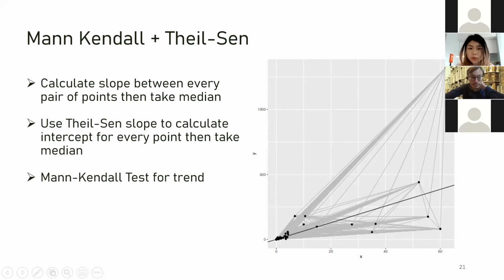Then using the slope that we just calculated, we calculate the intercept for every point, and then we take the median of that to get our Thielsen intercept. And with our slope and intercept, we can produce a trend line, like in this example here.